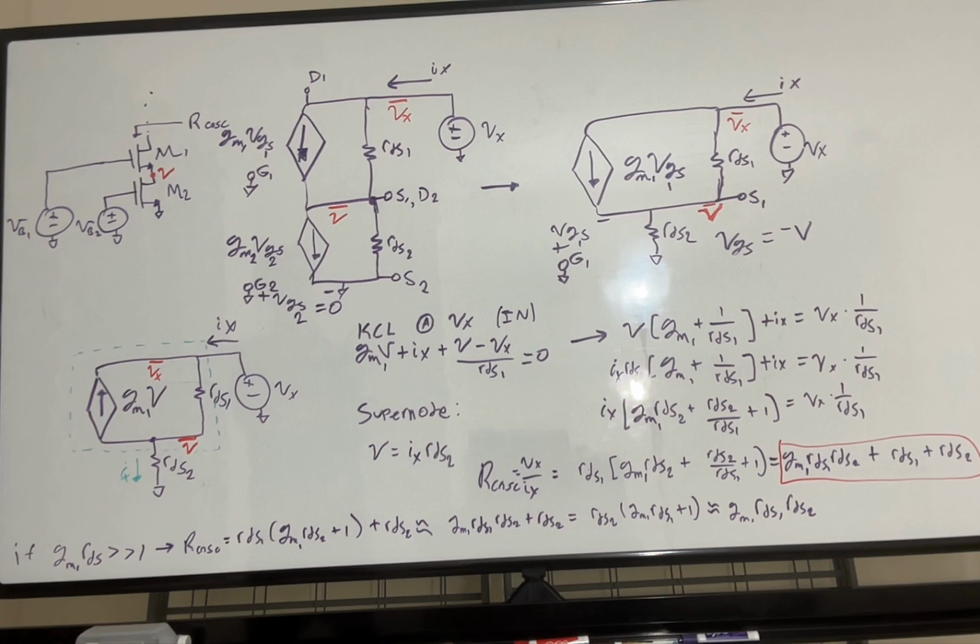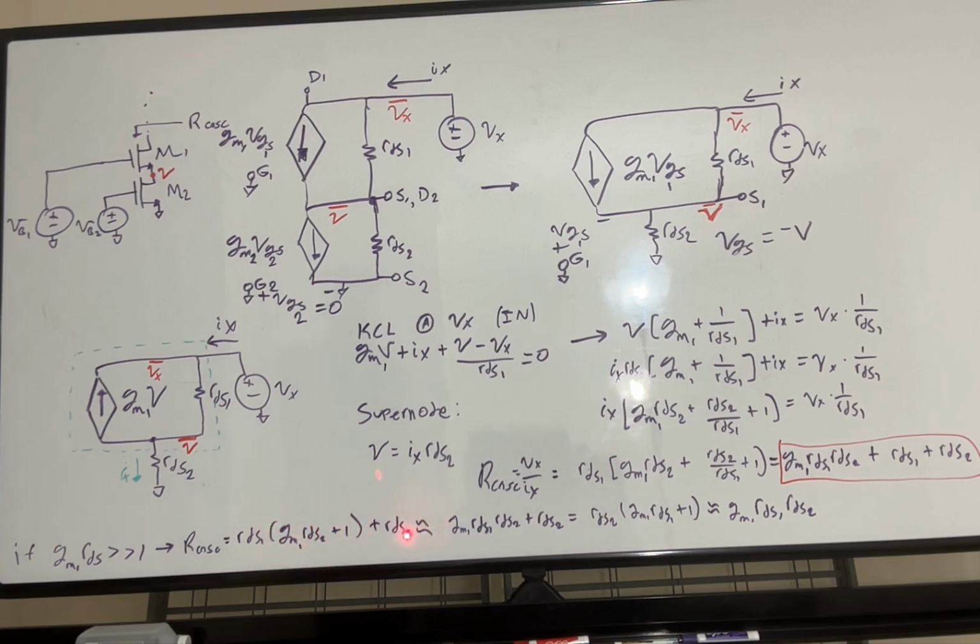Now, there's a simplification we can make because this is still a little unwieldy, and it would be nice if we had a nicer equation to deal with. So what we do down here is we say, hey, if GM times any RDS is much, much greater than 1, which is often the case, then we can do some further simplification. So I take our cascode, which is this expression. I factor out the RDS1. And we know that GMR is much, much greater than 1. So this term is all that matters in this parenthesis.